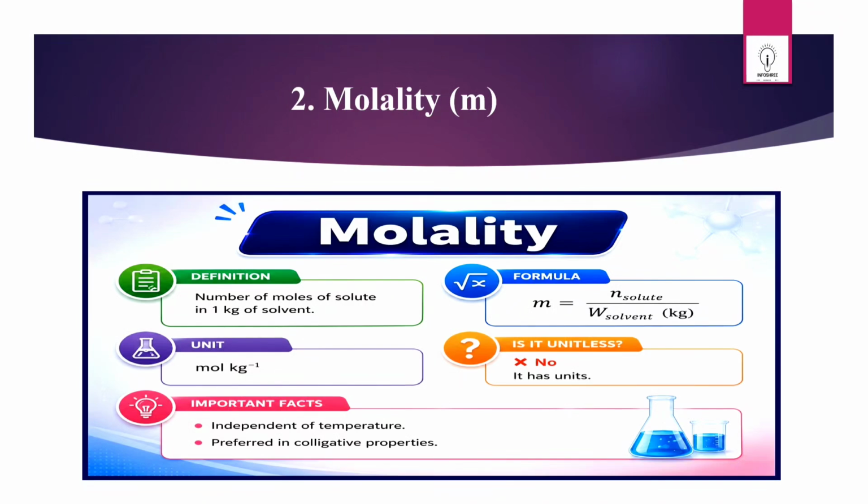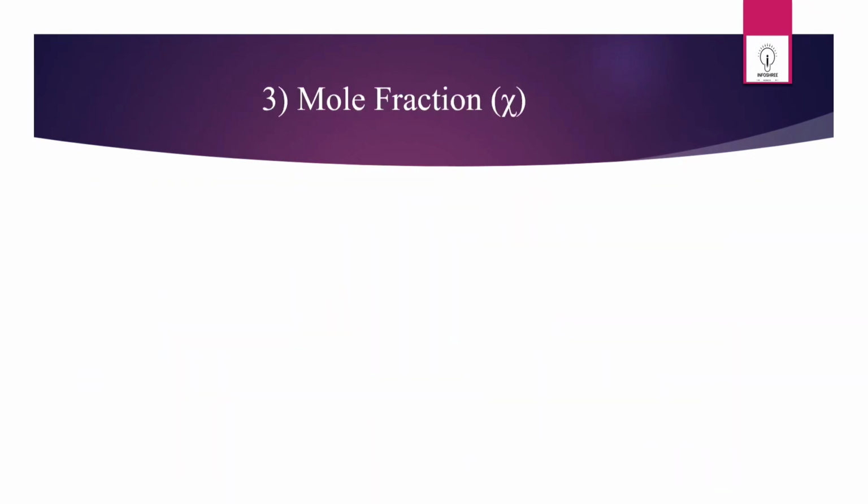Okay. What are the important facts of molality? Molality is independent of temperature and preferred in colligative properties. Independence of temperature means it does not depend on temperature because it has kg. When it comes to volume, it is dependent on temperature. So first we see that molarity is dependent on temperature, but molality is independent of temperature. Okay, next, the third one, that is mole fraction.